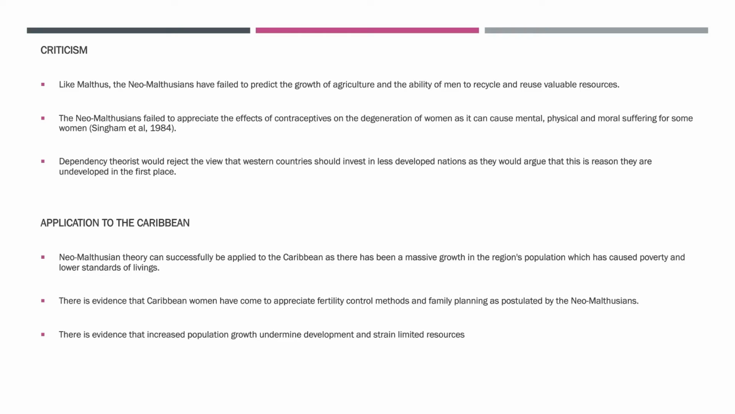There's also evidence that increased population growth undermines development and strains limited resources. So as you mentioned about Kingston as an example, many people are there because it's the hot city of Jamaica, and the resources can't keep up. There's a strain on water. There's not necessarily a strain on electricity; not a lot of people can afford electricity, right? And so on. There's a strain on good quality roads, right? So yeah, it can be applied to the Caribbean.